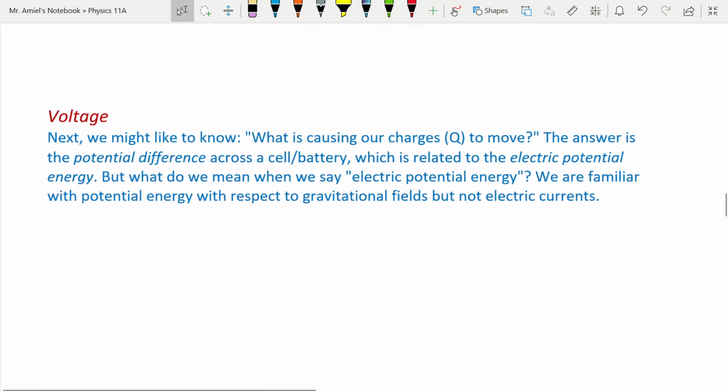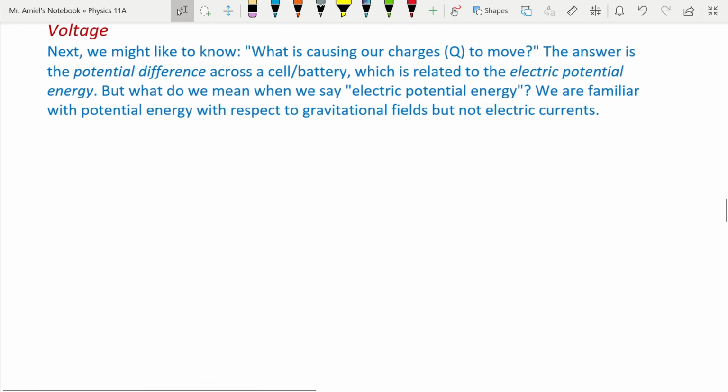So the next thing that we might like to know is, well, we keep saying that we've got these charges moving, but we might like to know what is causing our charges to move. And the answer is the potential difference across a cell or a battery. So now we're going to focus on that cell that I keep drawing, which is related to the electric potential energy.